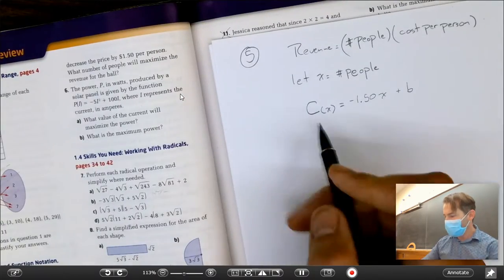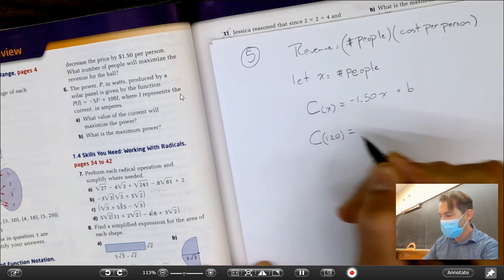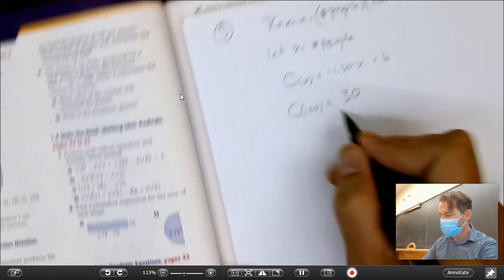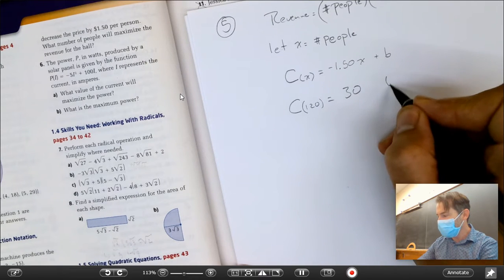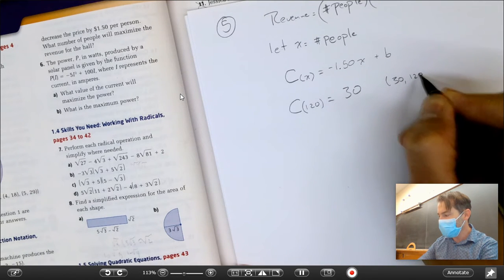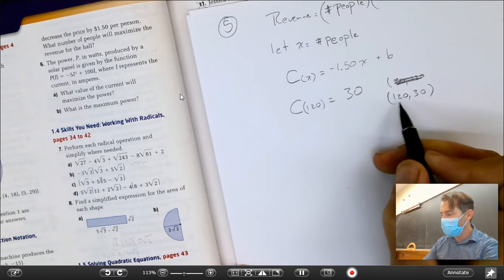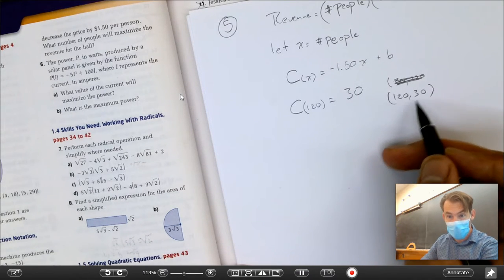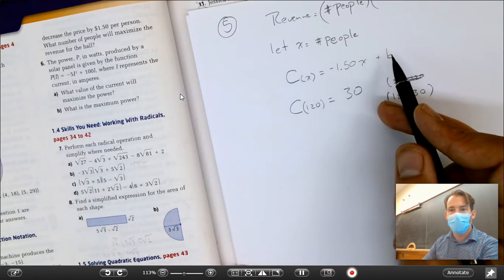So we would have the cost when 120 people come is equal to $30 per person, is equal to 30. Okay, the cost at 120 is equal to 30. So this is actually a point. That's the point 30, 120. Or I'm sorry, the other way. 120, 30. When I have 120 people coming, the cost is $30 per person. That's just information I'm reading from the question. So I can have this point as one of my points on this line.